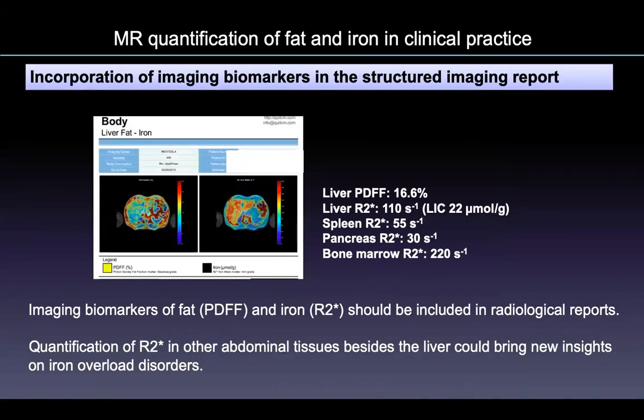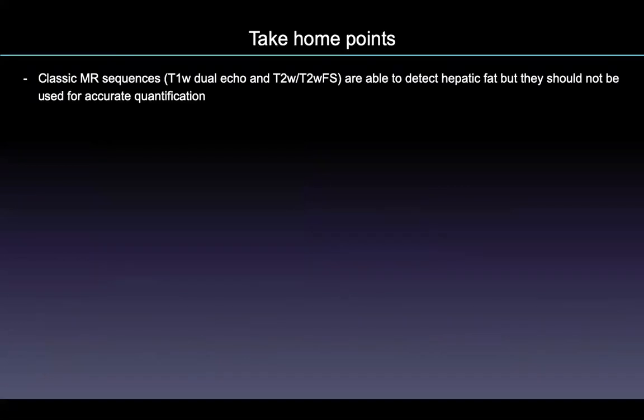And so to conclude, I think that now we must get used to incorporating the imaging biomarkers of fat and iron in our radiological reports. And not only in the liver, but we can also measure these biomarkers in other abdominal tissues. And this could bring us new insights on iron overload diseases, or in the case of fat, for example, information about fat deposition in the pancreas or other abdominal organs.